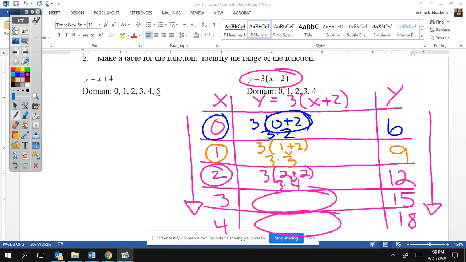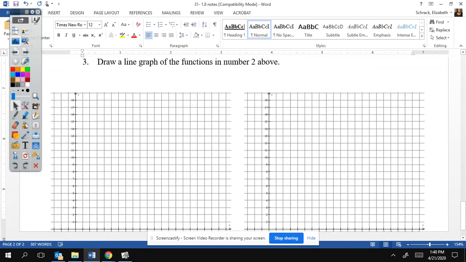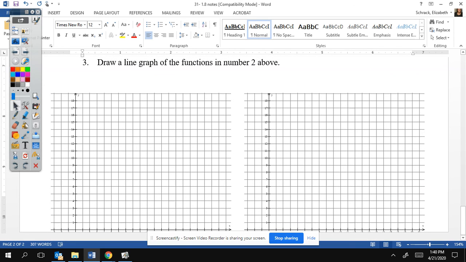And now that we have our table complete, you should be able to also plot these on a coordinate plane down here at the bottom. So we have the first point as 0, 6. Second point, 1, 9. Third point, 2, 12. 3, 15. And 4, 18. And you will also know that these 5 points should create a straight line on your coordinate plane.